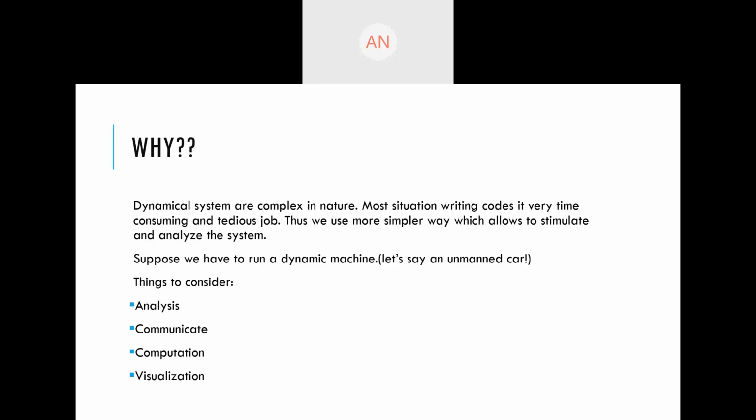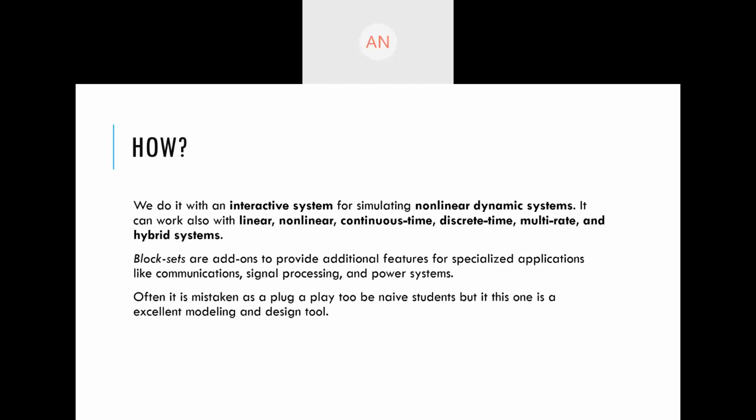And the third point is computation. It computes the speed according to which it has to go. And the last point is for us. So we'll be able to observe the output of the reaction of the unmanned car. So how do we do it?